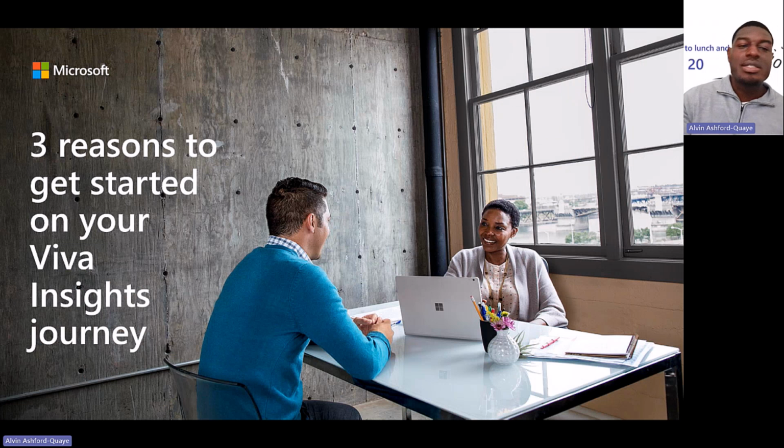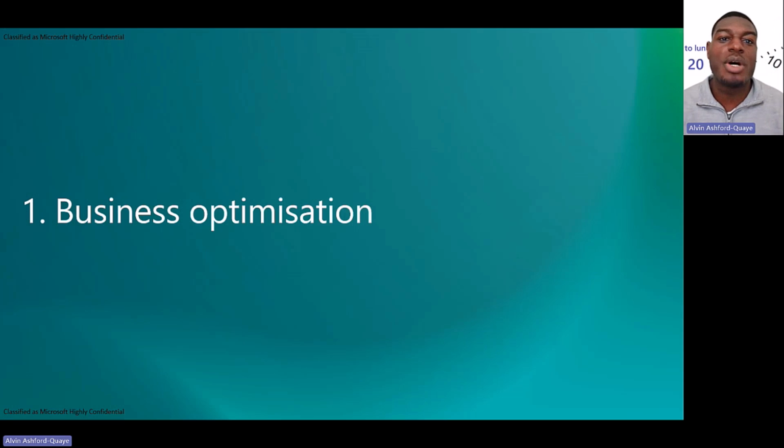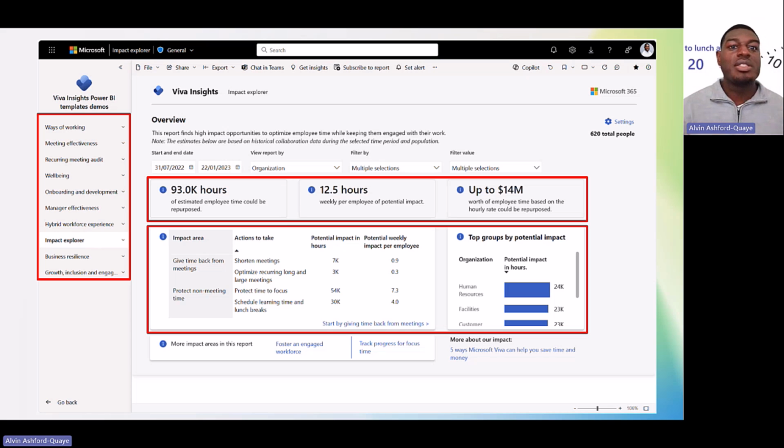So today's about giving you an idea of the 3 reasons to get started on your Viva Insights journey. And the first one is about business optimization. So I've got an example that I'm going to show you here. And this example is based on the ability to see more in the way of intelligence.